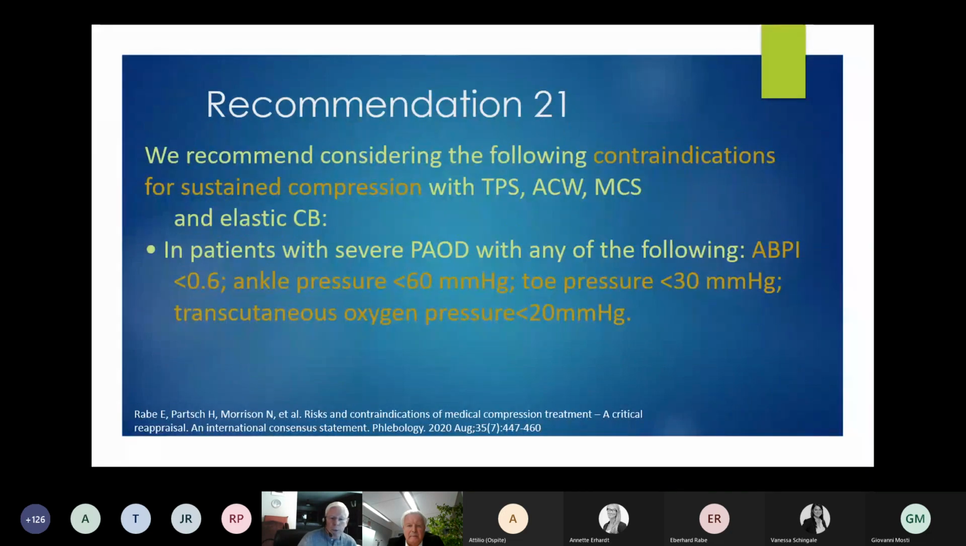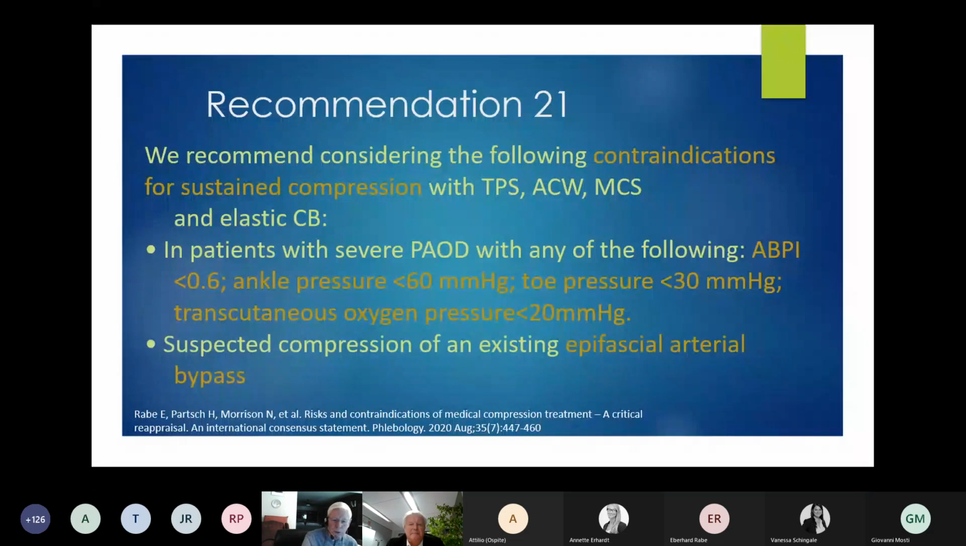Now, we recommend considering the following contraindications. These are absolute contraindications for thromboembolic, adjustable compression wraps, medical compression stockings, and elastic compression bandages. In those patients, and here are some solid numbers, who have an ABI of less than 0.6, ankle pressure less than 60 millimeters mercury, toe pressure less than 30 millimeters mercury, and transcutaneous oxygen pressure less than 20 millimeters mercury, compression should not be used.